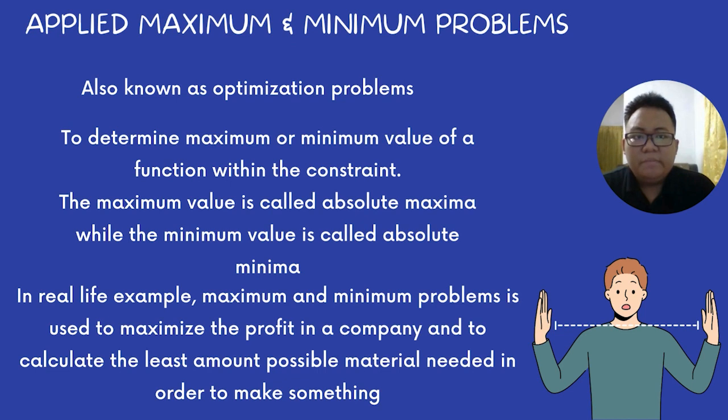Introduction to applied maximum and minimum problems. It is also known as optimization problems. It is used to determine the maximum or minimum value of a function within a constraint. The maximum value is called absolute maxima, while the minimum value is called absolute minima. In real life, it is used to maximize the profit in a company or to calculate the least amount of material needed to build something.